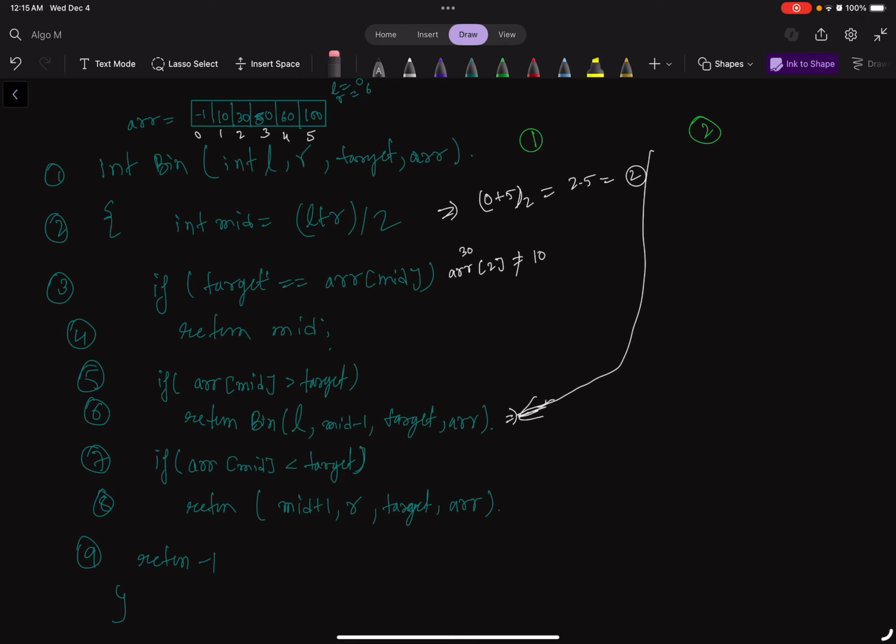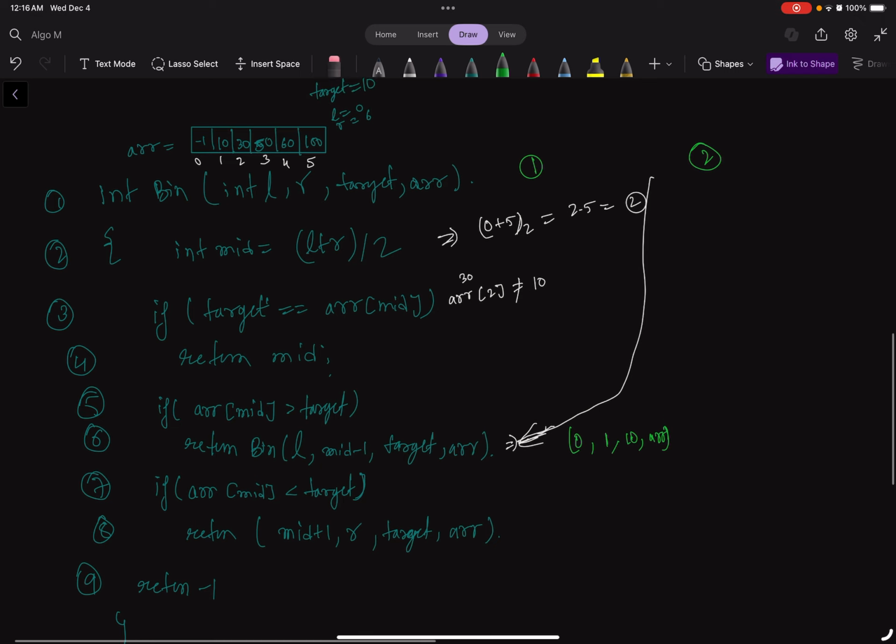I mean I can, I'll make it prettier later. Wait, in some other question explanation. So in the second stack, yeah, we'll be calling this with the value L untouched, that means 0, and comma mid minus 1, that is 2 minus 1 is 1, and comma target and array we have, right, already. Same thing. So target is 10, comma ARR we have called.